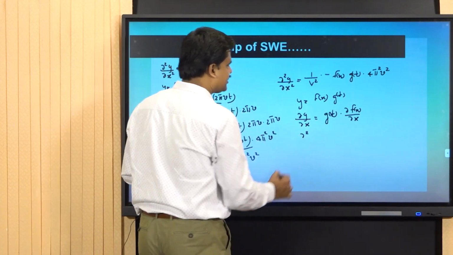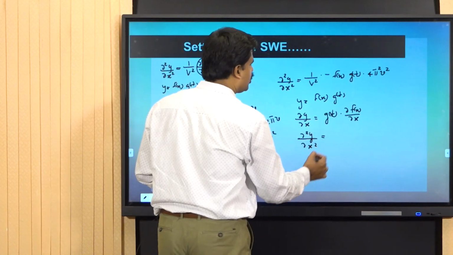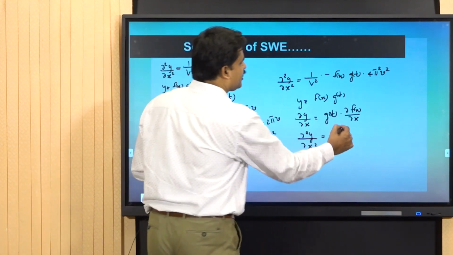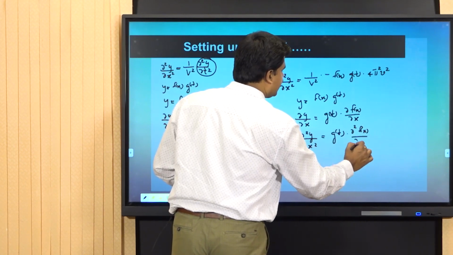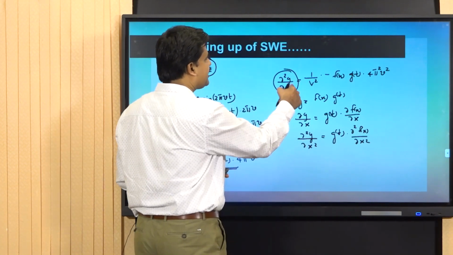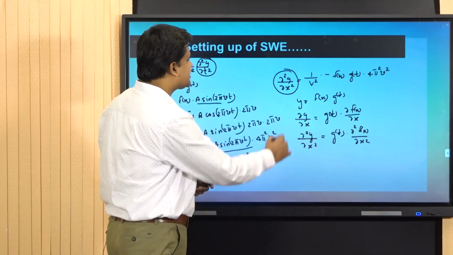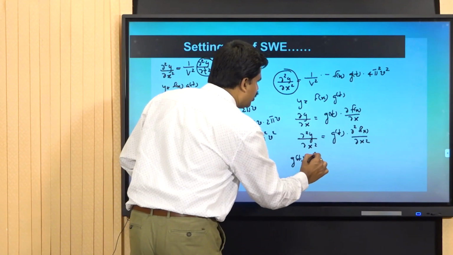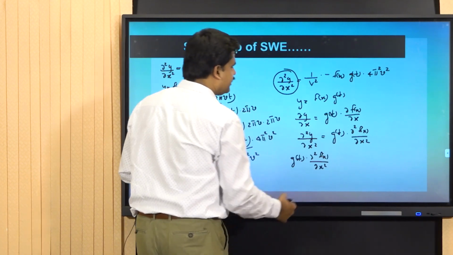Similarly, the second differential, ∂²y/∂x² equals, again, g(t) kept as a constant since we are performing partial differentiation, and the term will be ∂²f(x)/∂x². We have to substitute ∂²y/∂x² by g(t) times ∂²f(x)/∂x².